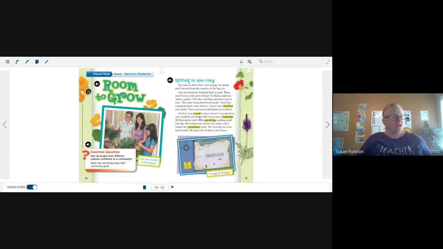At first she was scared. So to be scared means to be afraid. She was afraid to start school. She was afraid that no one would be her friend. But soon she met a classmate, so someone who was also in her class, and when they were practicing reading aloud. So practicing means to do something over and over. And so we are practicing reading every day. And I hope that you are practicing some of your multiplication facts at home. The next word is pronounce. So pronounce is to say something correctly. Okay, let's go on and see what happens in our story.